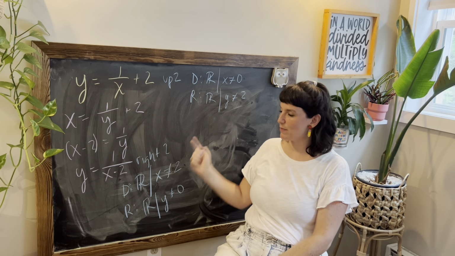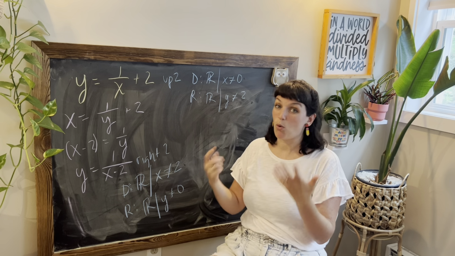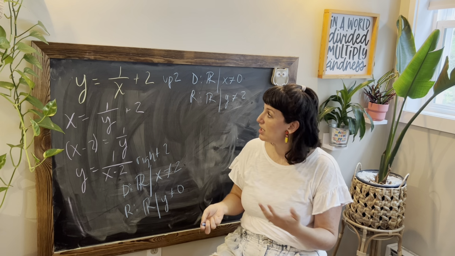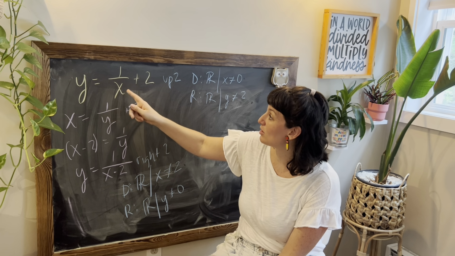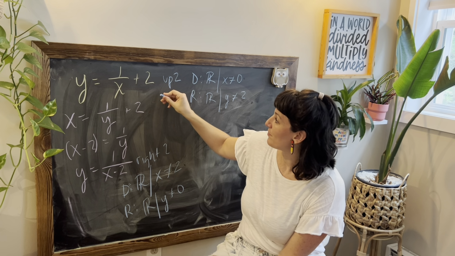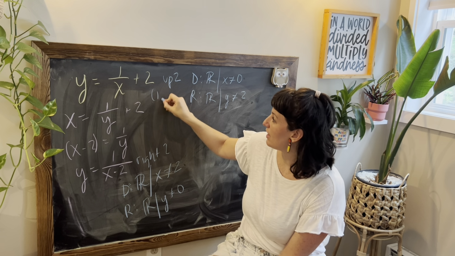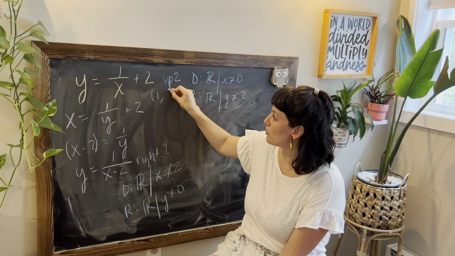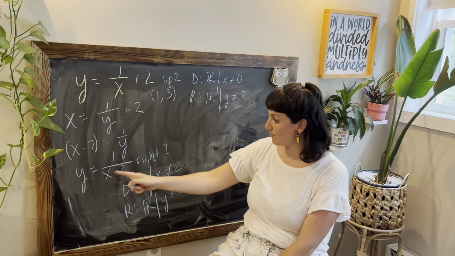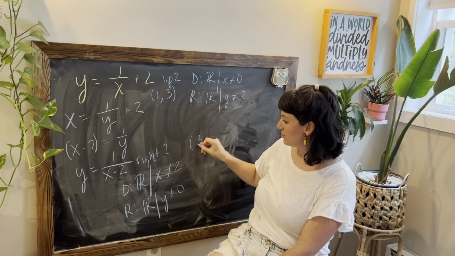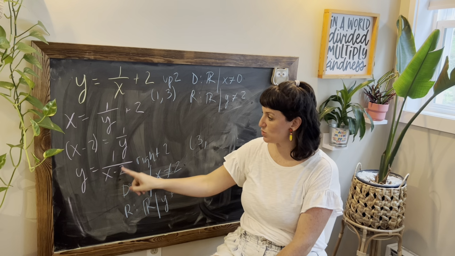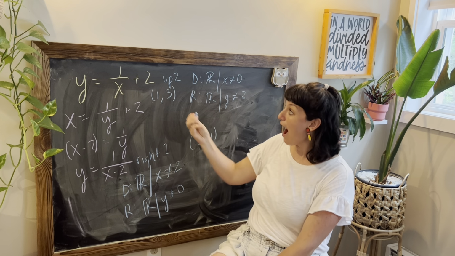Transformation switch, domain and range switch. Any point is going to switch. So if I plug in the point 1, I'm going to get 1 plus 2 is 3. Well, let me plug in 3 here. And what am I going to get? 3 minus 2, that's 1. 1 over 1 is 1.